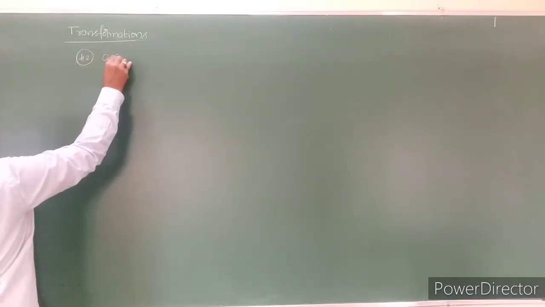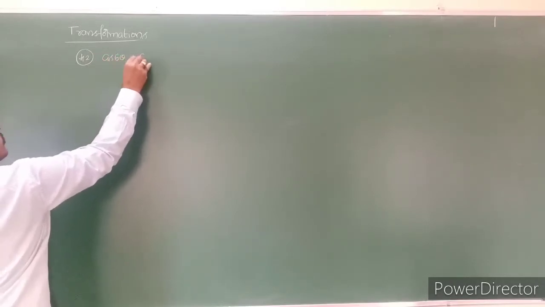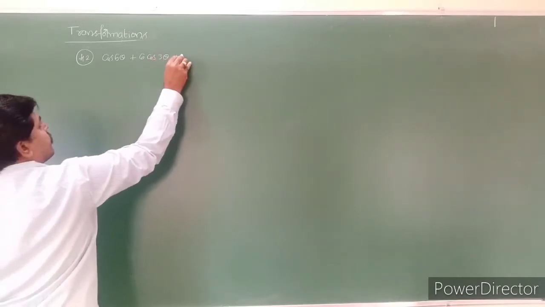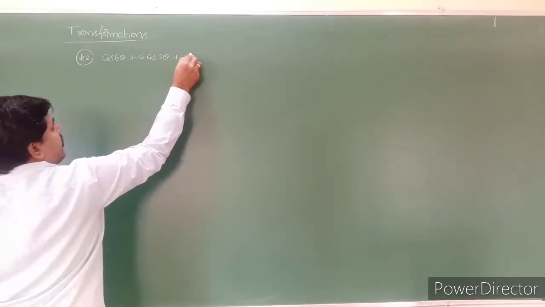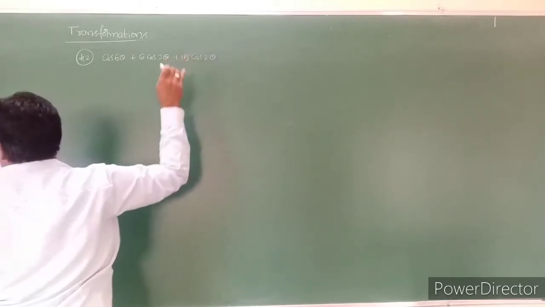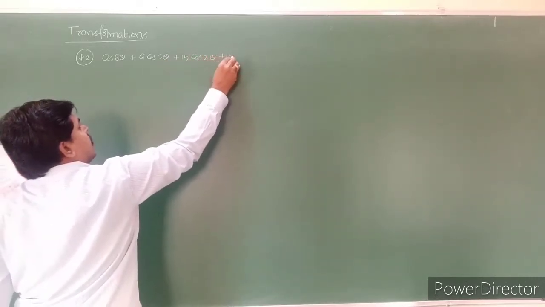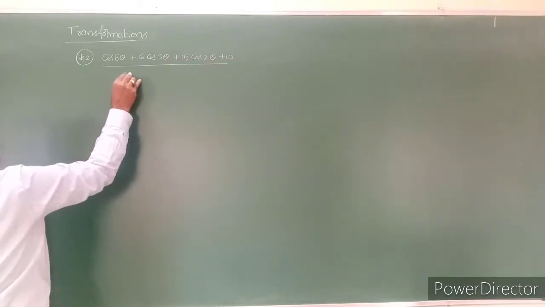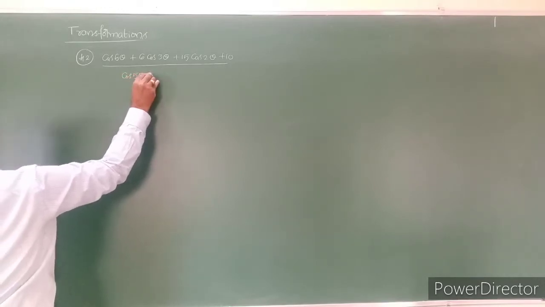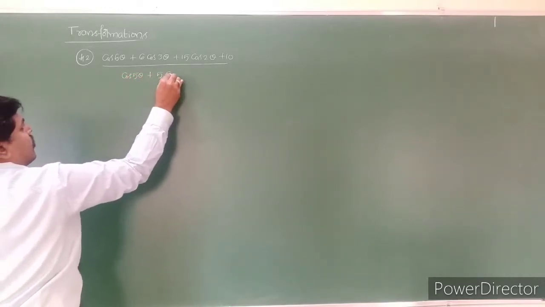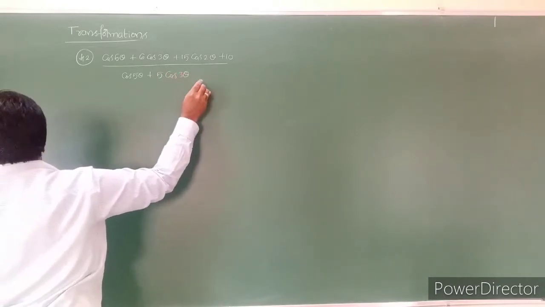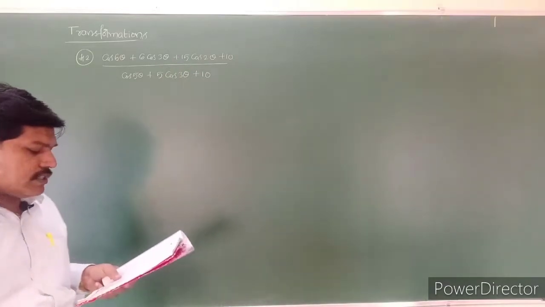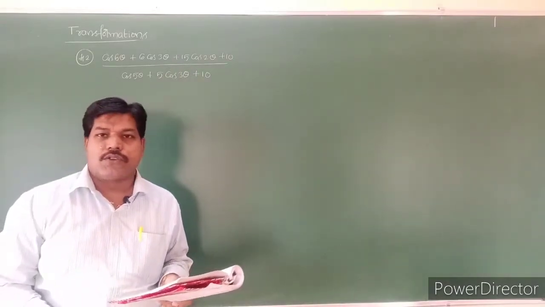Cos 6 theta plus 6 cos 3 theta plus 15 cos 2 theta plus 10 by cos 5 theta plus 5 cos 3 theta plus 10. So see the answers: sin theta, cos theta, 2 sin theta and 2 cos theta.